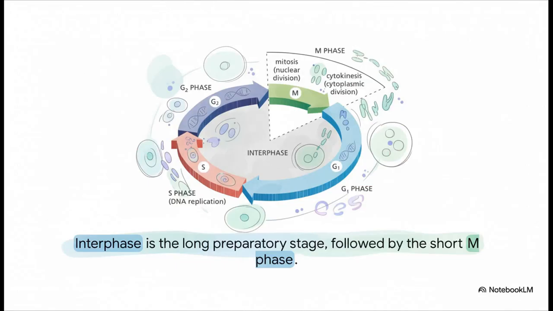Now, how does a cell budget its time? Well, it spends most of its life in what's called interphase. That's G1, S, and G2 all lumped together. This is the long, kind of quiet period of just growing and copying DNA. It's all just prep work for the M phase, which is way shorter but way more dramatic. That's when the action really happens and the division finally goes down.